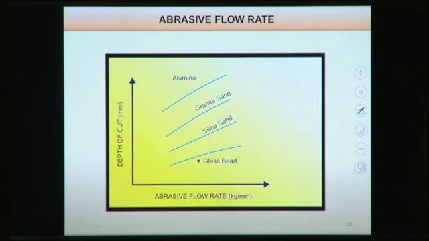So now you can see this abrasive flow rate. If we increase the abrasive flow rate, you can see this depth of cut also increases. Okay, so if we take different kinds of abrasive particles, for different abrasive particles we will observe different depths of cut. Among these glass bead, silica sand, granite sand and alumina, as the hardness of alumina is higher than all these other abrasive particles, the depth of cut will be maximum for alumina.